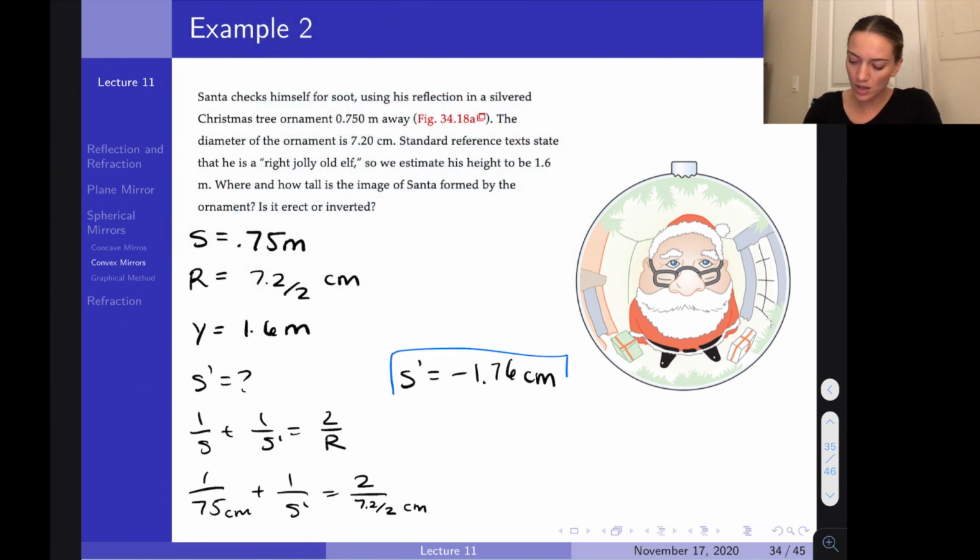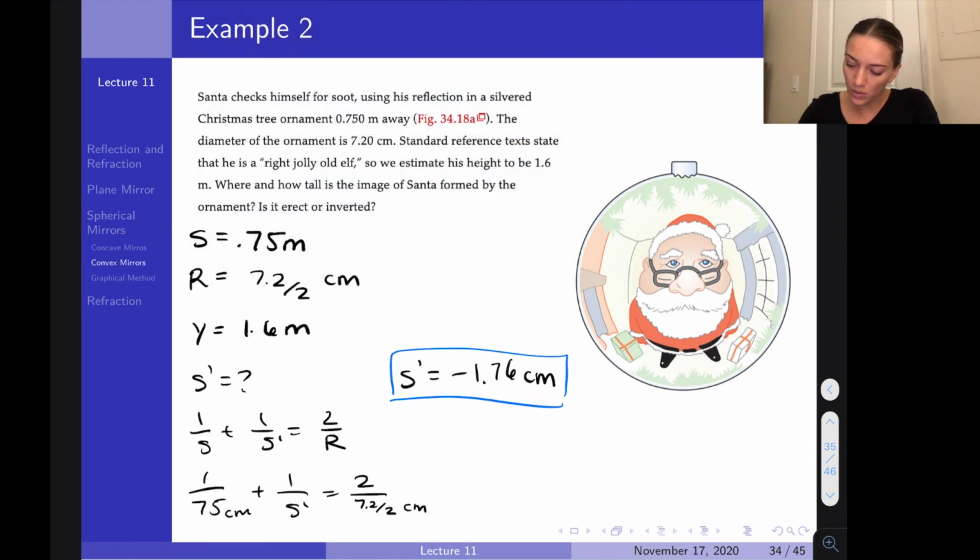So the negative just comes right out of this equation, so you don't have to worry about whether S prime is positive or negative when you're thinking about the problem. The equation will just spit out a positive or negative. So we get a negative 1.76 centimeters here. So that means that it looks like Santa is basically 2 centimeters behind the surface of the ornament.